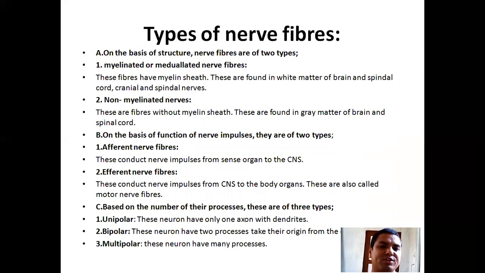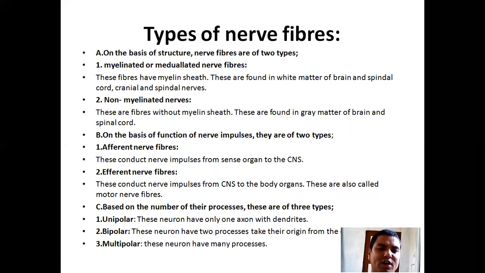On the basis of structure, nerve fibers are of two types. They are myelinated and non-myelinated. As I explained, the myelinated nerve fiber consists of myelin protein on its axon. It is present in the white matter of the brain and spinal cord, and in cranial and spinal nerves. Non-myelinated nerves do not have a myelin sheath or myelin protein on the axon. They are found in the gray matter of the brain and spinal cord.